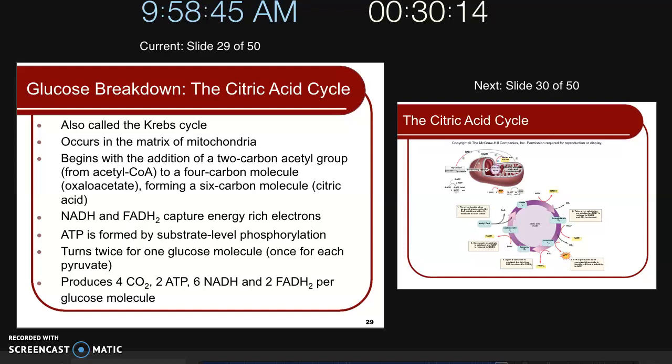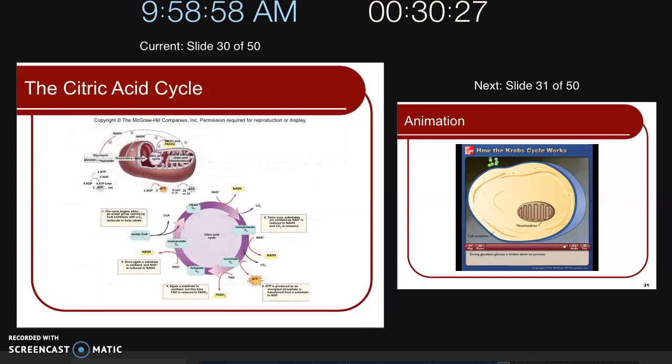This turns twice for 1 glucose molecule, once for each pyruvate. This produces 4 CO2s, 2 ATPs, 6 NADHs, and 2 FADH2s per glucose molecule. Alright, again, there's your citric acid cycle, or the Krebs cycle.